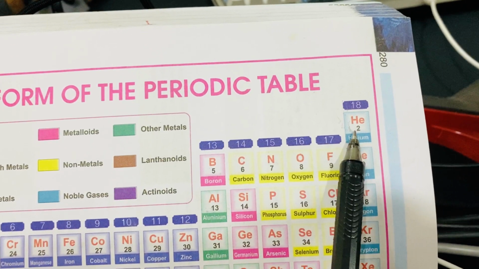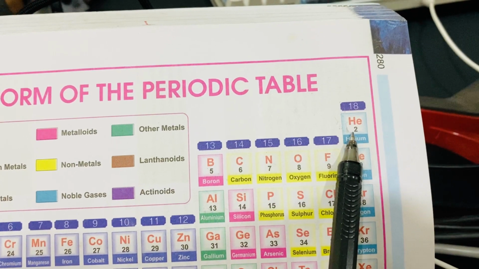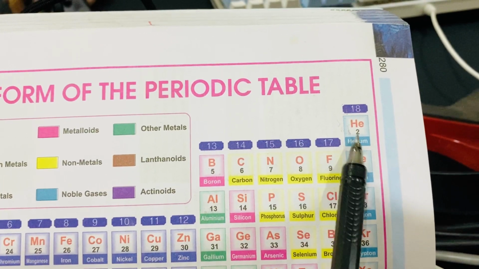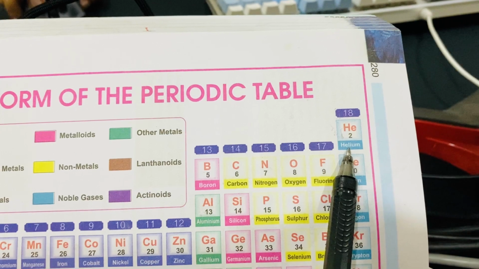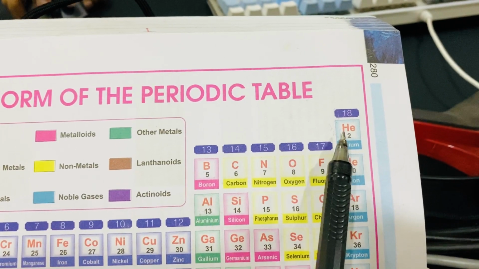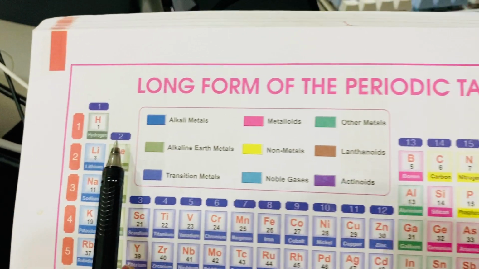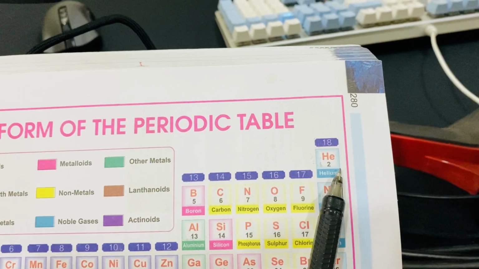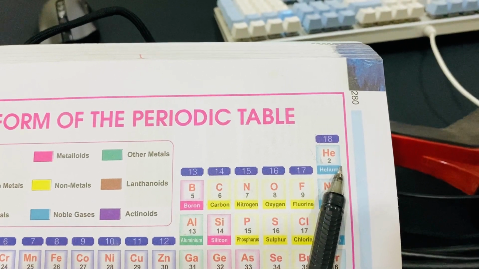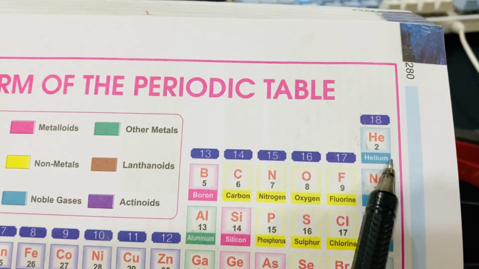Its atomic number is 2. Right? So its K shell is completely filled. So this helium gas belongs to group 18. Why is it placed here? Why is helium not placed in group 2? Because helium shows all the properties of noble gases. It has completely filled shells, right?